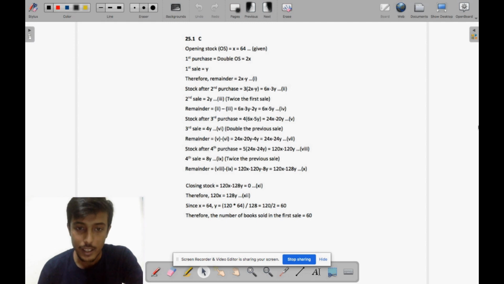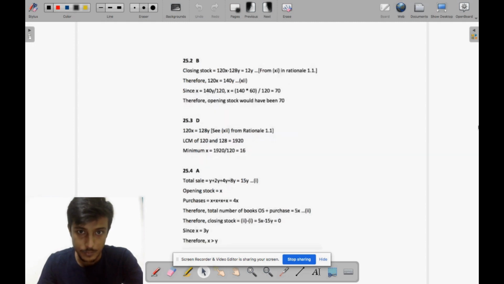So now coming back to the subpart. In the subpart, it was given if x is equal to 64, then what will y be equal to? So if x is equal to 64, you put the value of x. So y will be equal to 120 into 64 divided by 128, which gives you the value of first sale, which will be equal to 60. Got it?